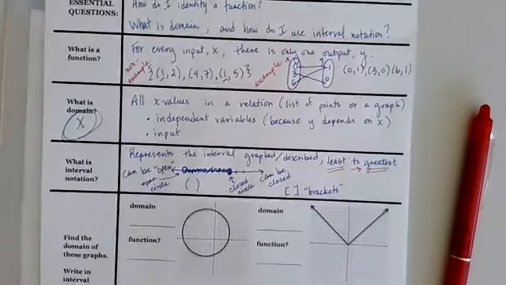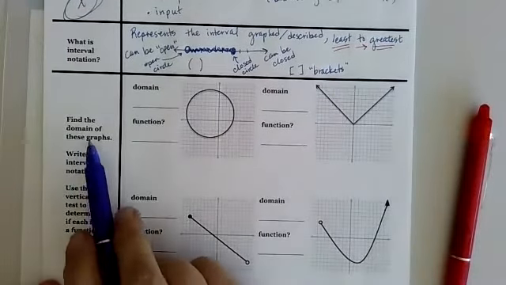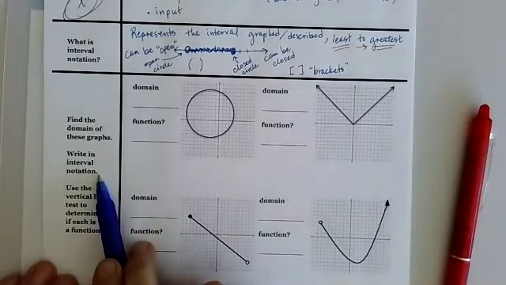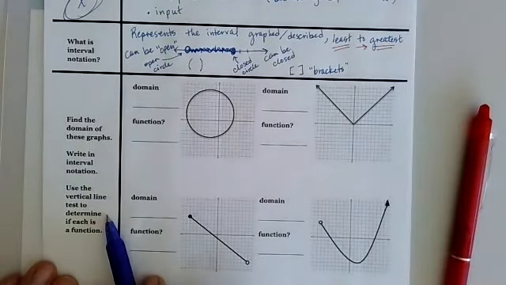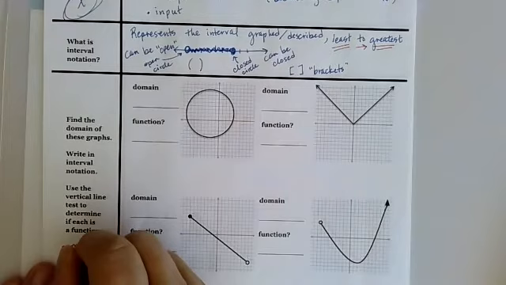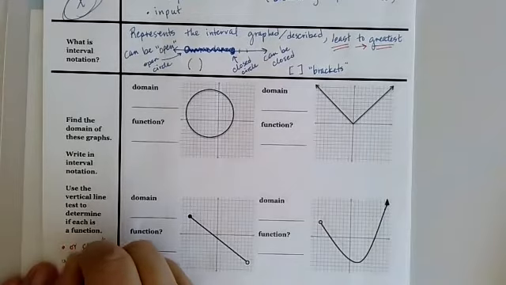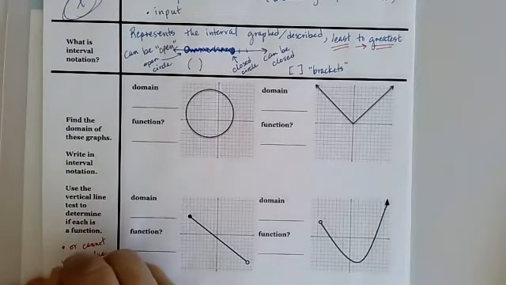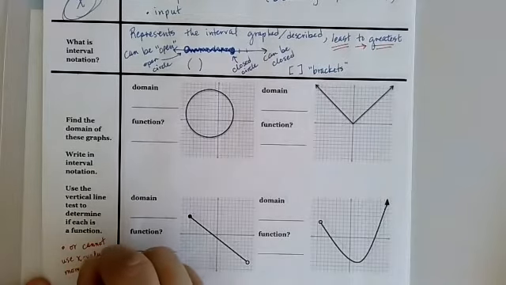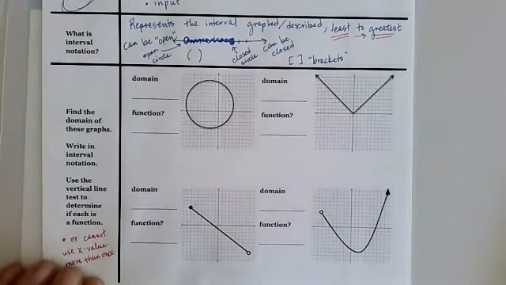the domain. Here I have some graphs. I have 4. Find the domain of these graphs, write it in interval notation. Use the vertical line test to determine if each is a function. I can either use a vertical line test or know that you cannot use an x value more than once. So whichever way you remember that, vertical line test or x's can't be repeated.